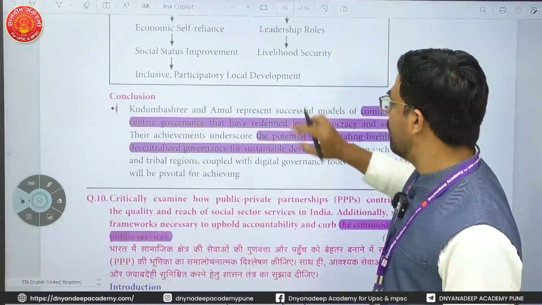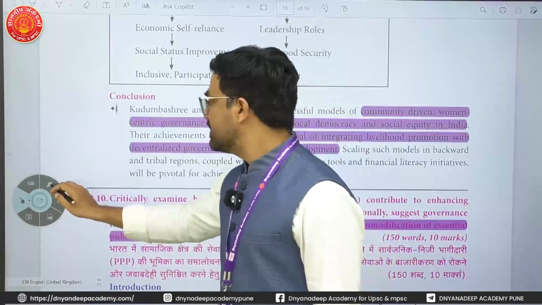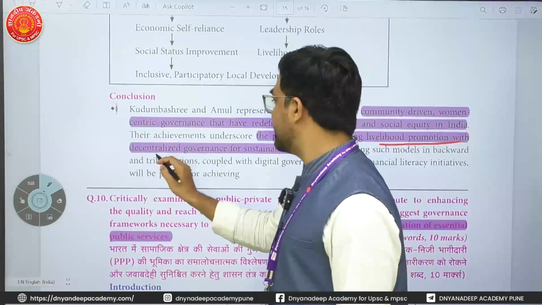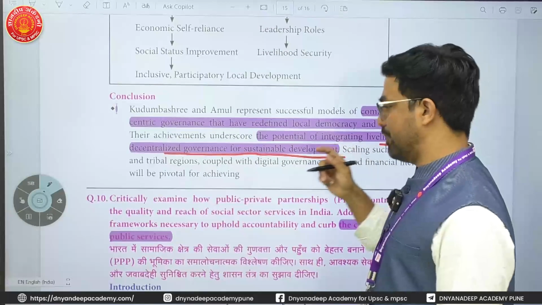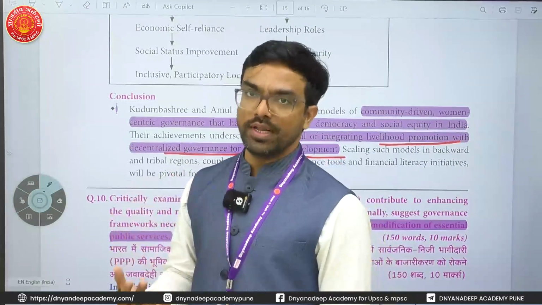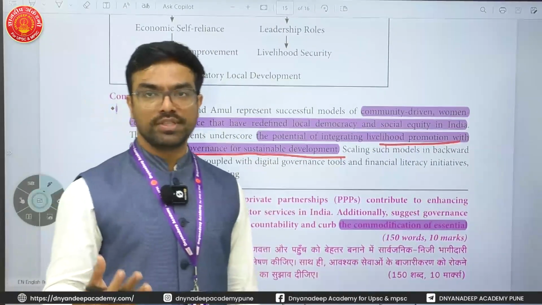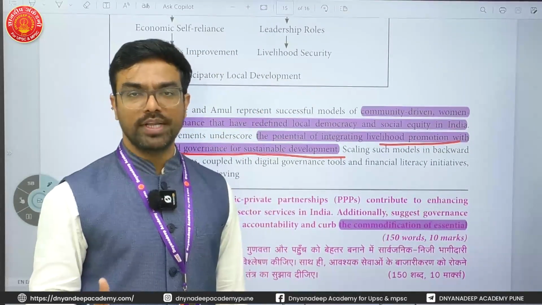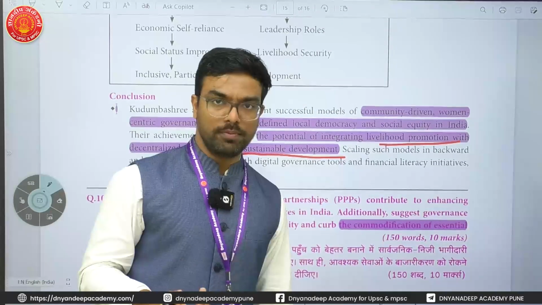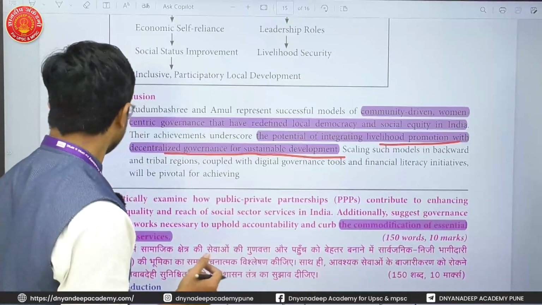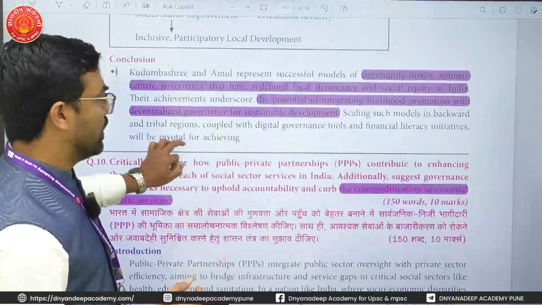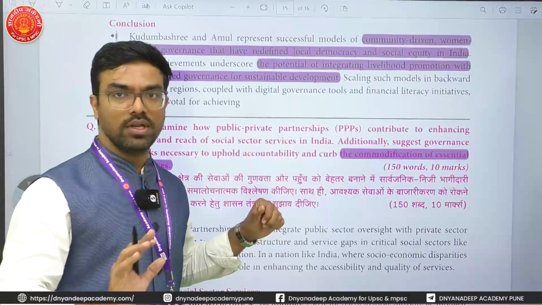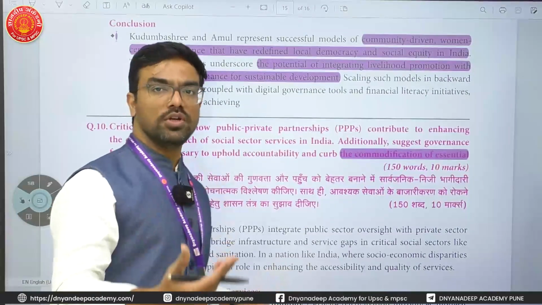In the conclusion, we can say that yes, this underscores the potential of integrating livelihood promotion with decentralized governance for sustainable development. By scaling up these models in other parts of the states, we can channelize this potential in making India developed by 2047. So we can say that we can scale up this model to different states, as it is in Kerala and Gujarat.